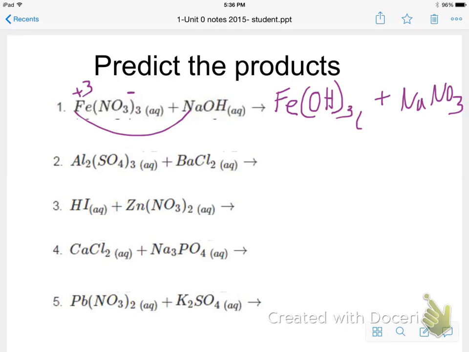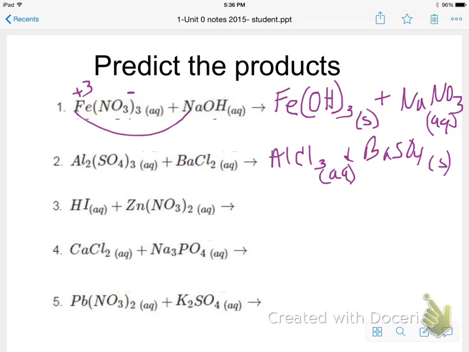Okay, so you should have seen that this is solid and this is aqueous. If I take the aluminum sulfate and the barium chloride, I end up with aluminum chloride and barium sulfate. So pause and decide, and now I'm not balancing these equations, I am balancing what's formed. So take a pause and decide whether or not these are aqueous or solid. Okay, this is aqueous and this is solid.